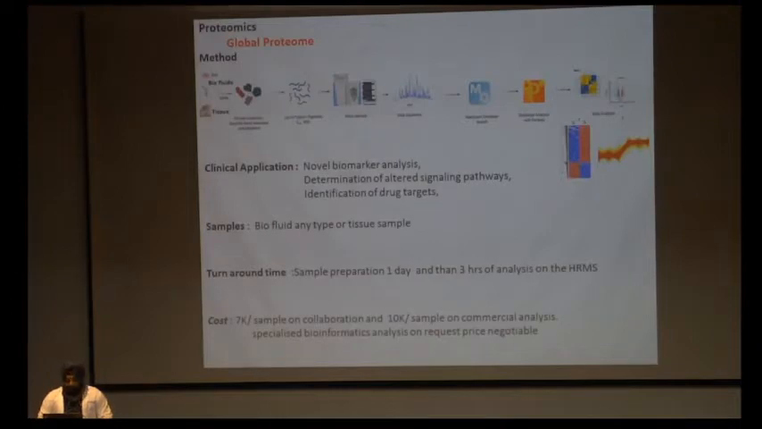What is the cost? Now the cost, if you collaborate, it's 7,000. If you do not collaborate, it's 10,000 per sample on chemistry. And for specialized bioinformatic analysis, the price is negotiable.